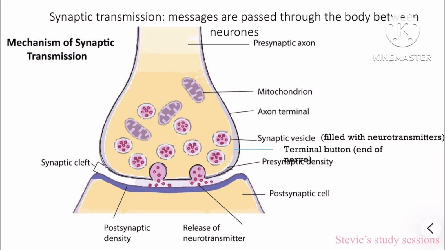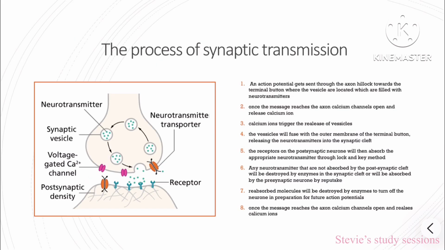It's good to know how to label this, because when you need to explain this in your exam, you can draw it, label it, annotate it, and then explain it. So you need to know the process of synaptic transmission. This normally comes up as a 3 marker. 1. An action potential gets sent through the axon hillock towards the terminal buttons where vesicles are located which are filled with neurotransmitters. 2. Once a message reaches the axon, calcium channels open and release calcium ions. 3. Calcium ions trigger the release of vesicles. The vesicles will fuse with the outer membrane of the terminal button, releasing the neurotransmitters into the synaptic cleft.